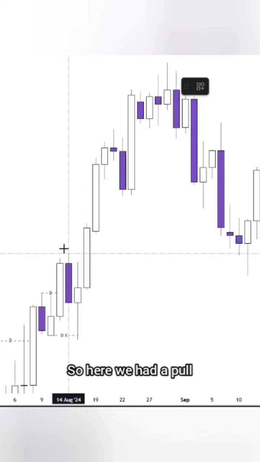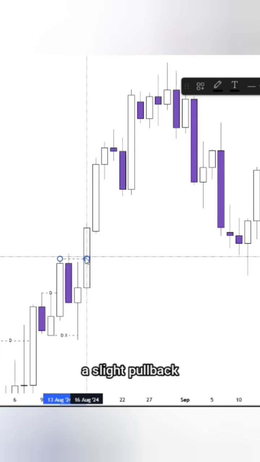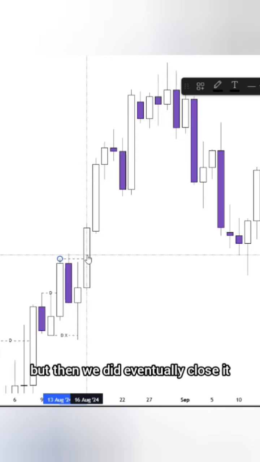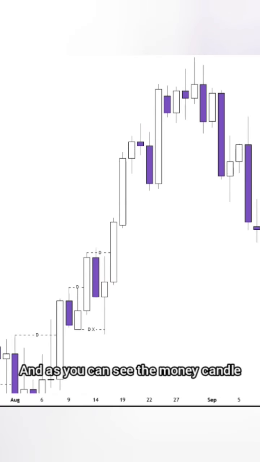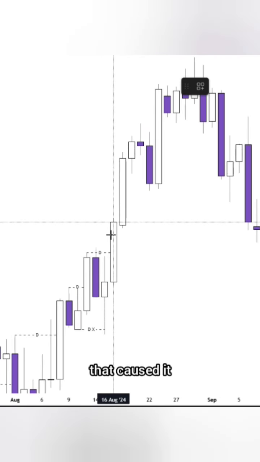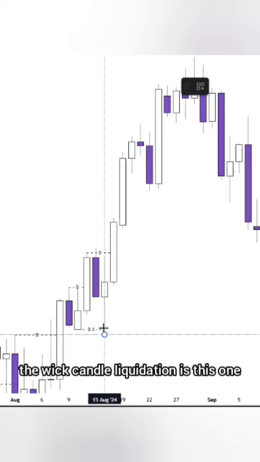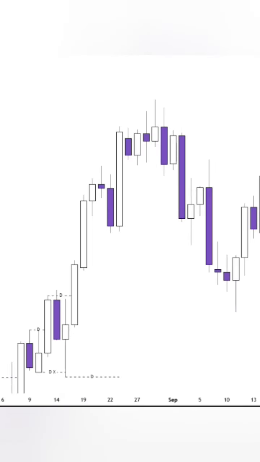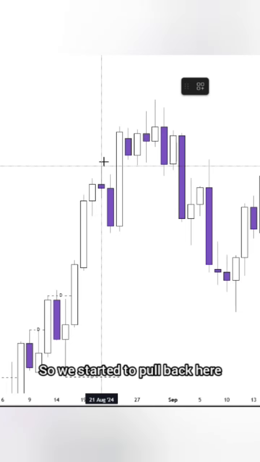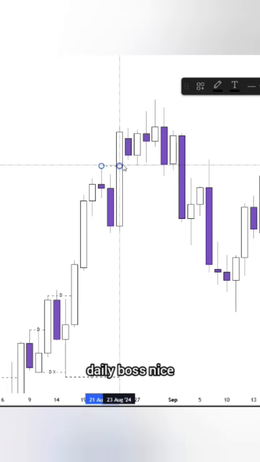So here we had a slight pullback. We wicked it first, but then we did eventually close it. So then same again, daily boss. And as you can see, the money candle that caused it, the wick candle liquidation, is this one. So then daily boss there, just to keep it in that range there. Same again. So we start to pull back here, daily boss, nice and simple.